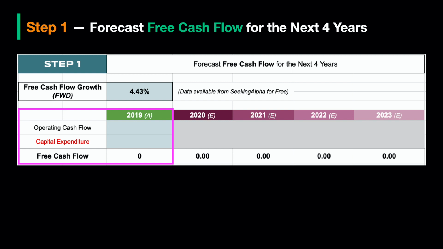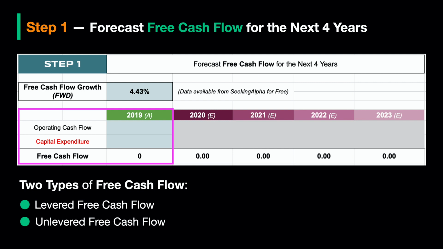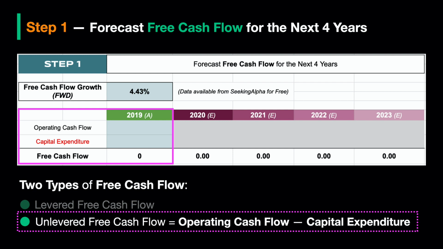Alright, so the second important thing we need is the free cash flow of the previous whole financial year, which is 2019. There are 2 types of free cash flow, levered free cash flow and unlevered free cash flow. For the discounted cash flow valuation, it is most common to use the unlevered free cash flow. The formula to calculate unlevered free cash flow is to use the operating cash flow minus the capital expenditure, or the capex. You can get both of the numbers from Seeking Alpha as well.